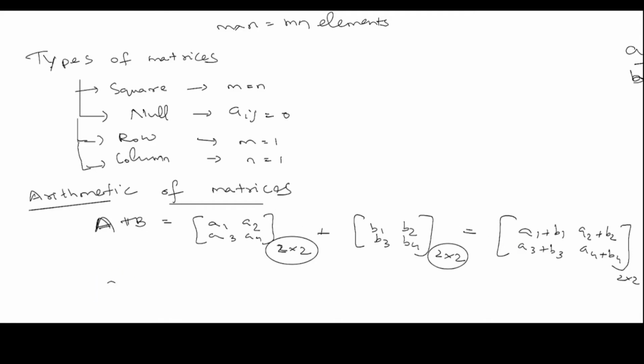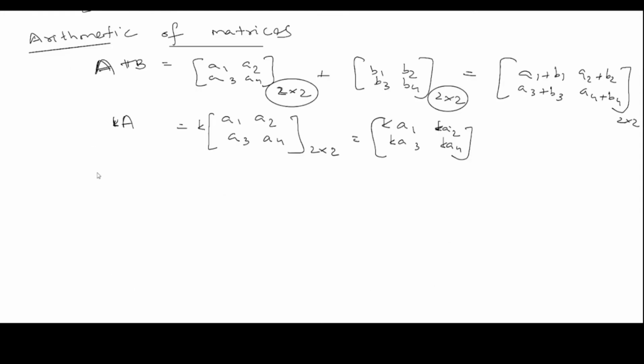And then there's scalar multiplication. K multiplied with a matrix. So K times A1, A2, A3, A4, a 2 by 2 matrix, should give us KA1, KA2, KA3, KA4. Right? And let's now look at a few properties. These are a few arithmetic operations, and then there's cross multiplication, which we will do in a further class. A few properties of matrices.